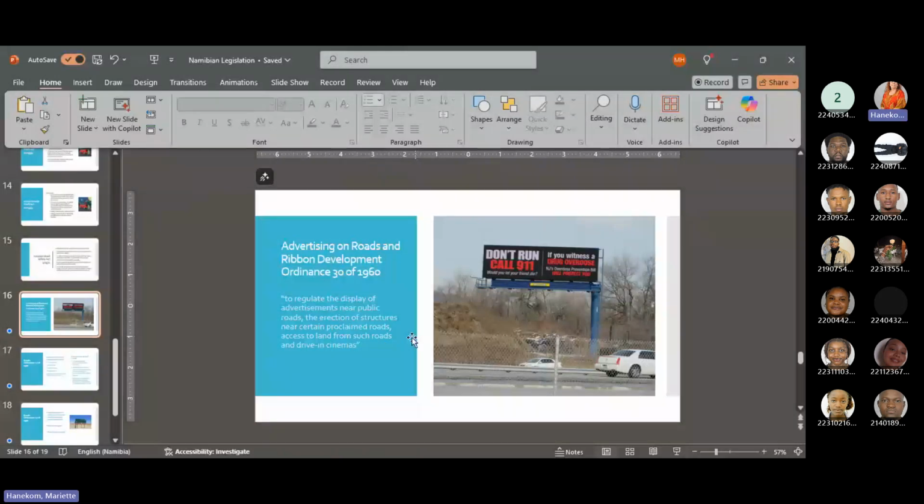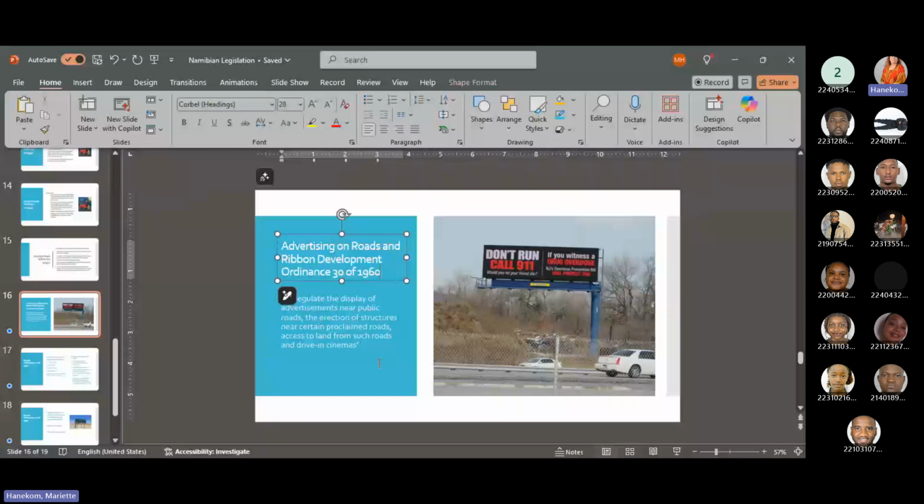By the way, for the sake of completeness, I have included the number of the relevant legislation. You will not be expected to remember that. Don't need to break your heads over 30 of 1960, etc., etc.